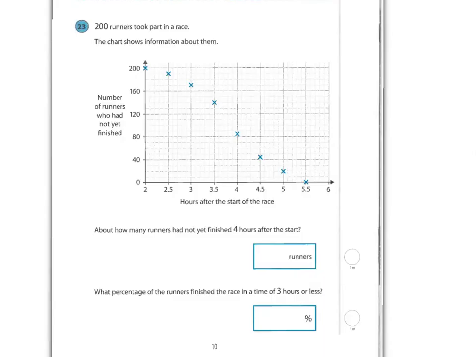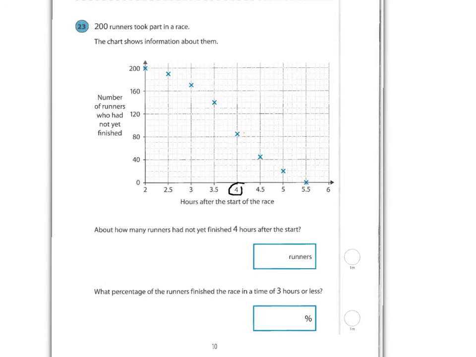Question 23. 200 runners took part in a race. The chart shows information about them. About how many runners had not finished the race 4 hours after the start? So here is 4 hours after the start. We'll take a look at this cross above that, and that is showing us that we have 80, just above 80 runners haven't finished.